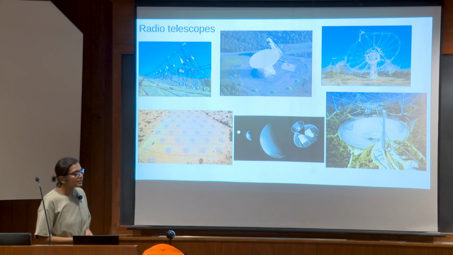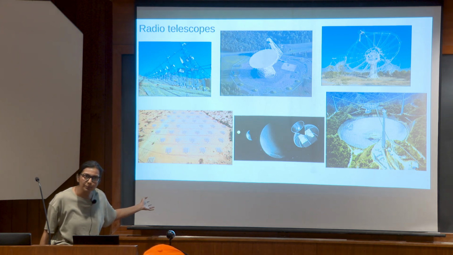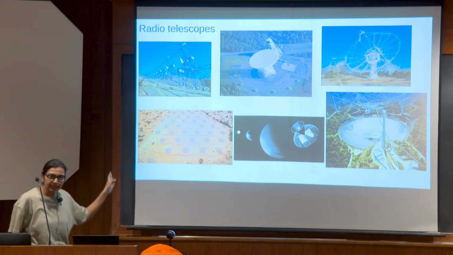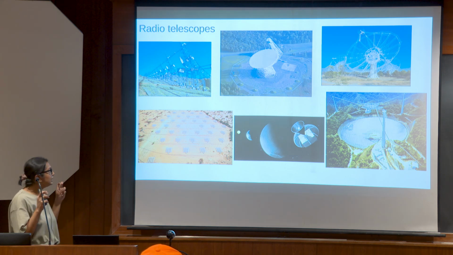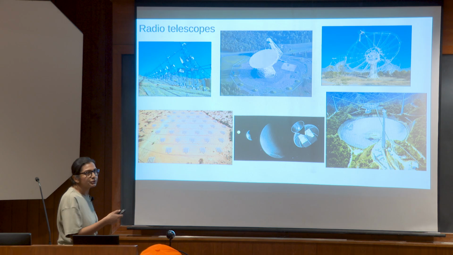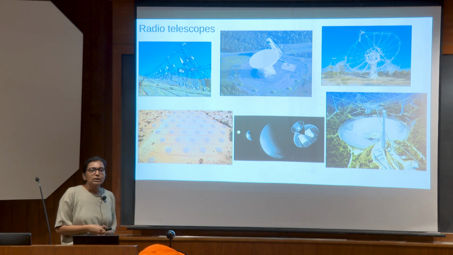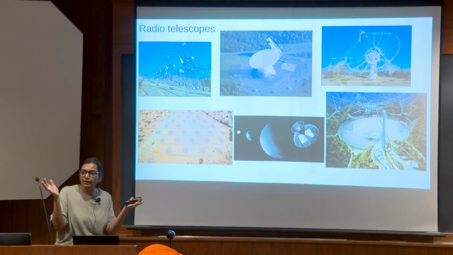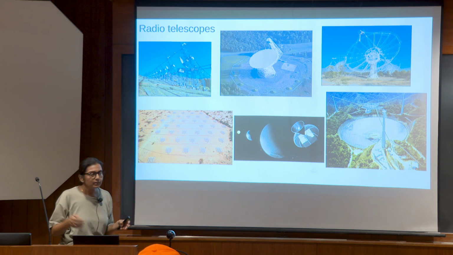Okay, all of these are radio telescopes. Most of them look nothing like the other. The most familiar type of radio telescope you might have seen is something that looks like that, which is basically a parabolic dish. A small dish antenna, TV antenna on your terrace looks like a smaller version of this.